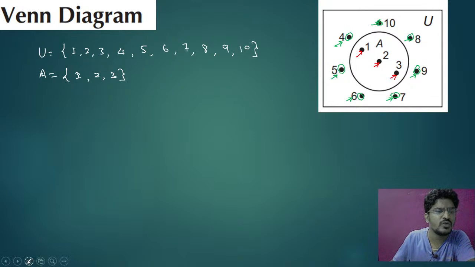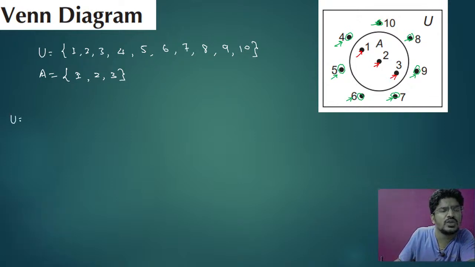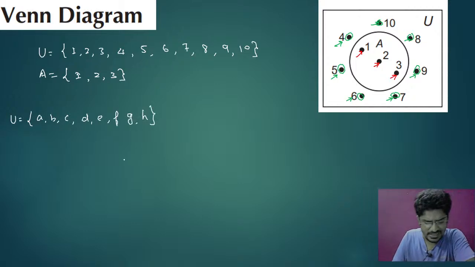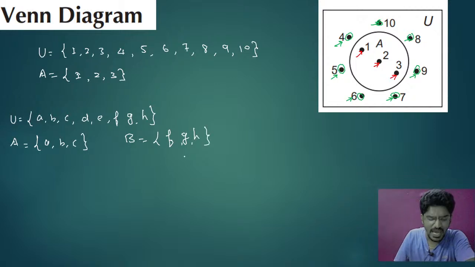So let us go for one more problem. See, I will take U as having a, b, c, d, e, f, g, h. Set A is a, b, c. Set B is f, g, h. Now, I have to represent this in a Venn diagram.